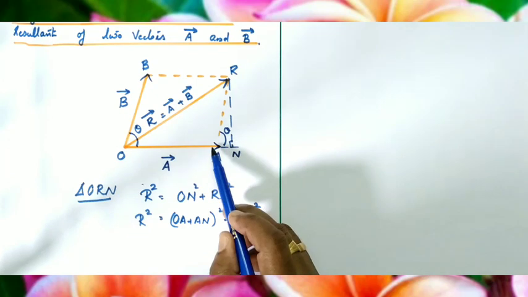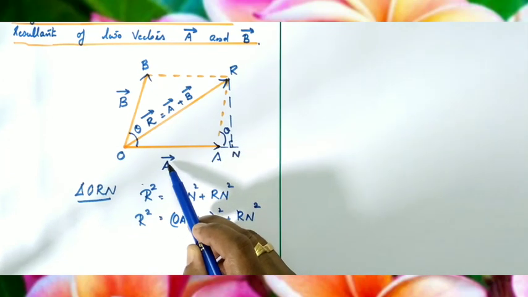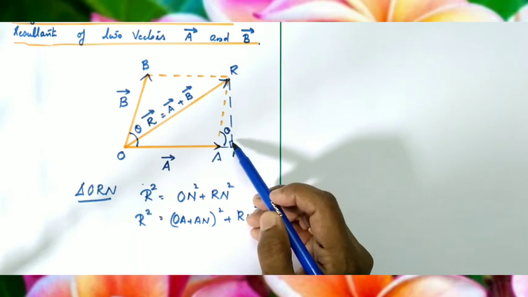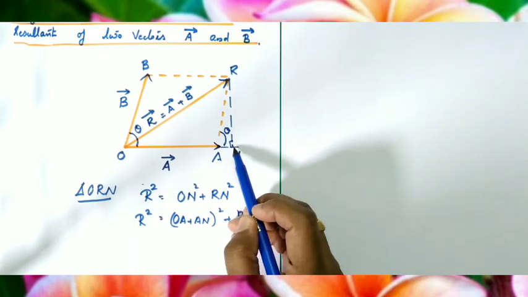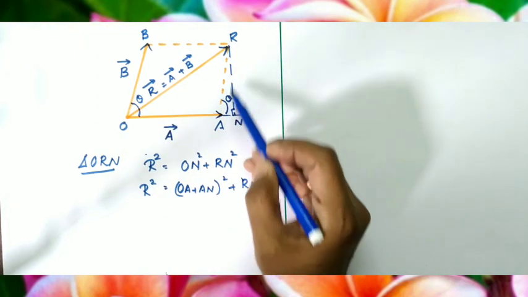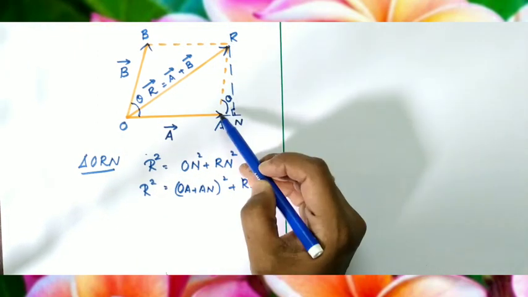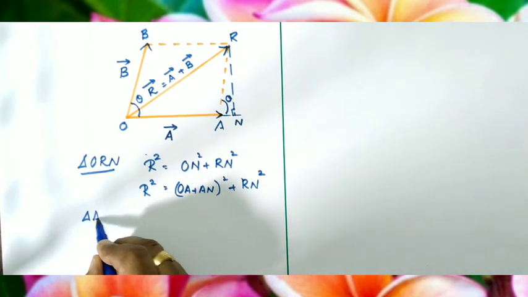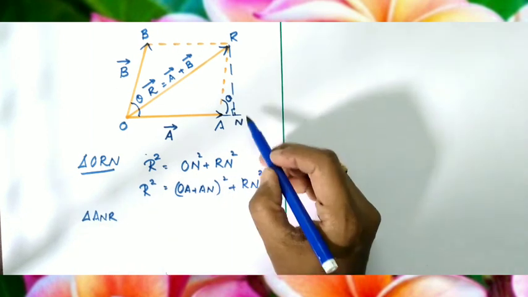OA, what is the value of this OA? OA is magnitude A, but A is an unknown value. Rn is also an unknown value. So we have to find out the values of AN and Rn. For that, consider this right angle triangle ANR.